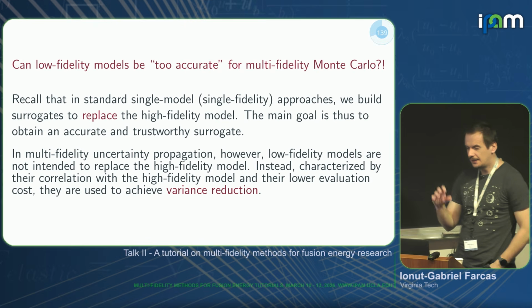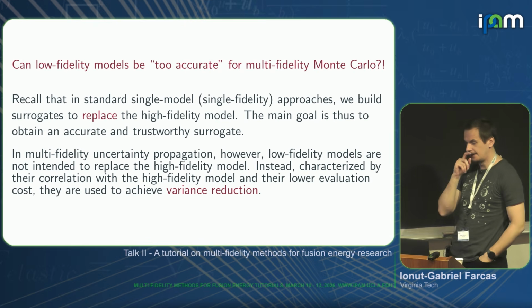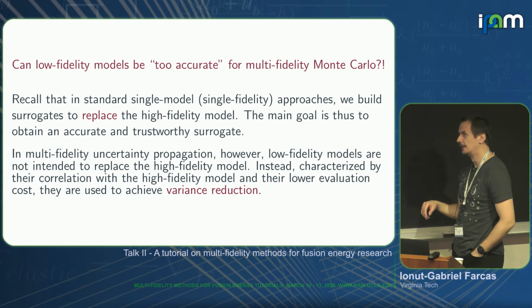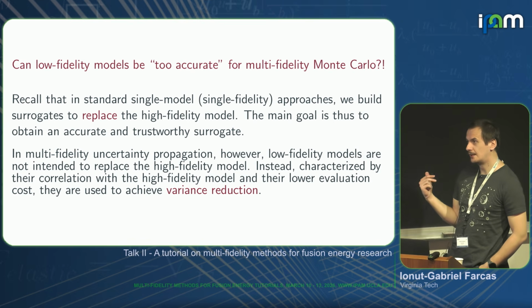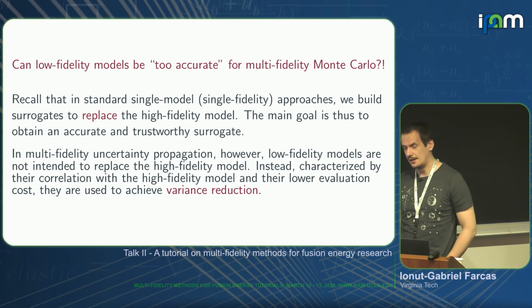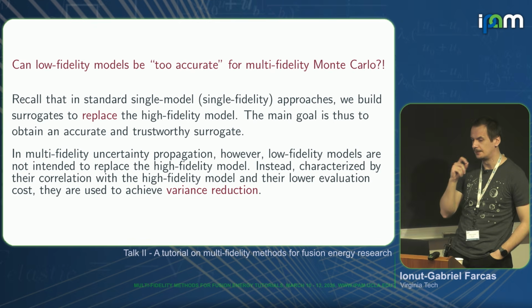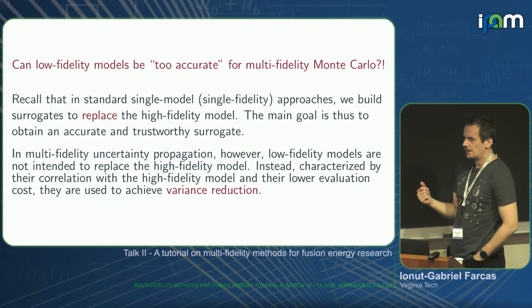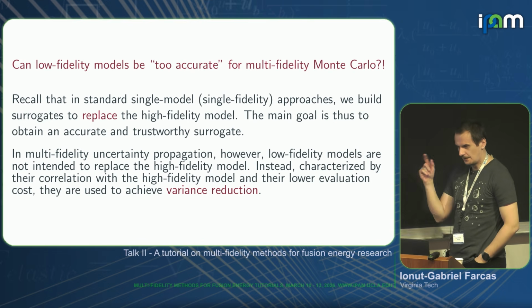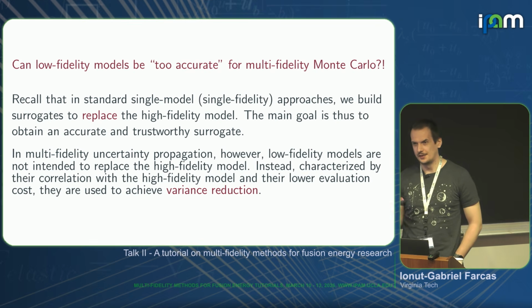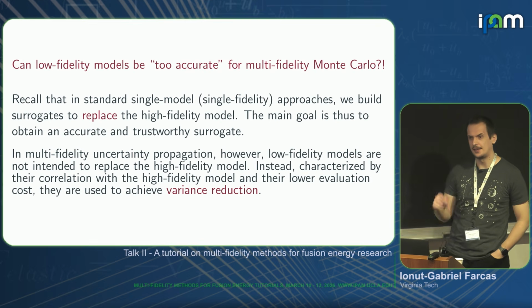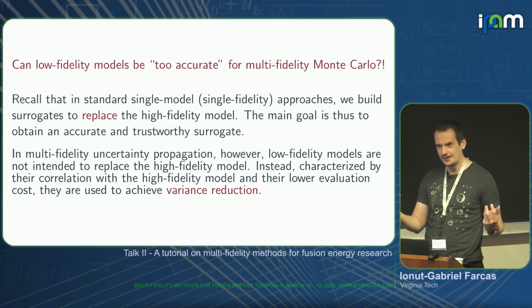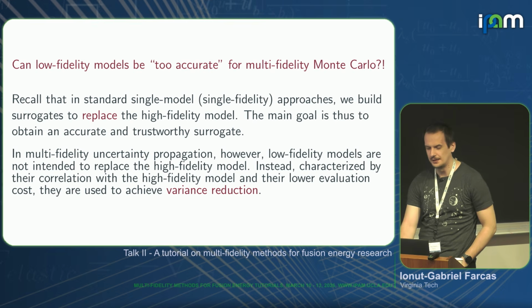However, at least in multi-fidelity uncertainty propagation, so what we are discussing here, low-fidelity models are not intended to replace the high-fidelity model. So they are characterized by two important components. One is the correlation, the other is the evaluation cost relative to the high-fidelity model. And the goal is to achieve variance reduction. So what I showed you previously, I only showed you the correlation coefficients. I didn't show you the cost reduction. And that's actually key, because both need to be at a certain value to obtain variance reduction.